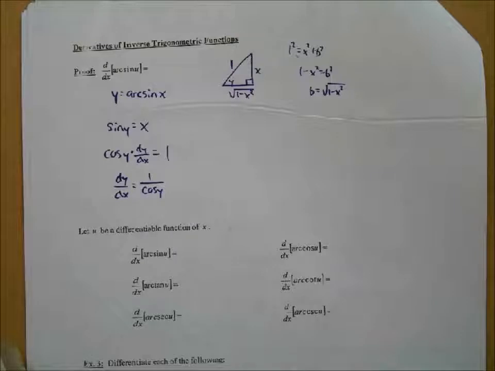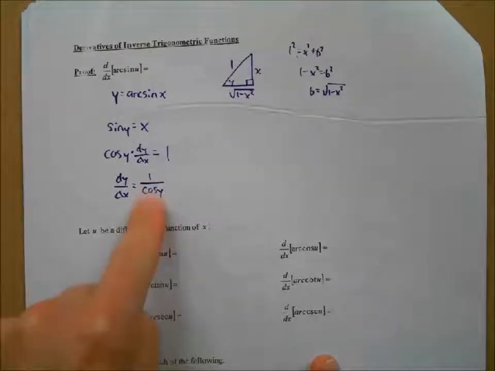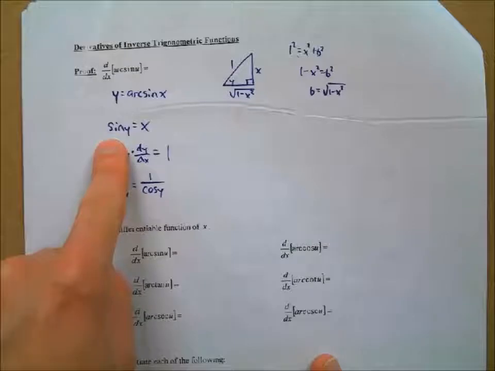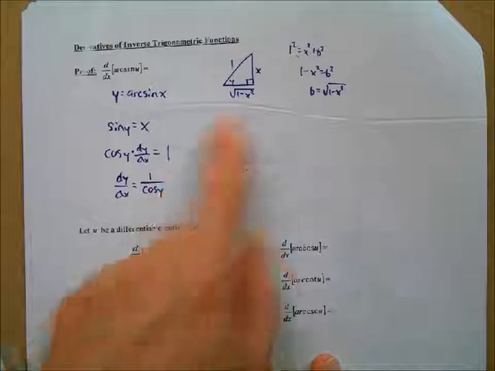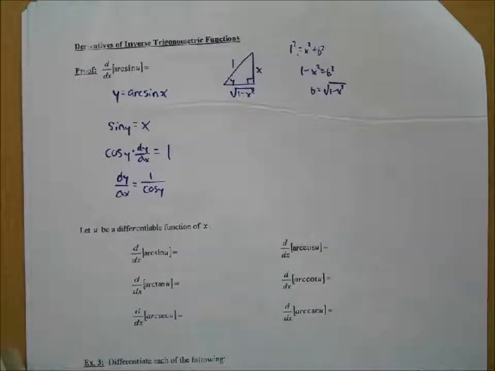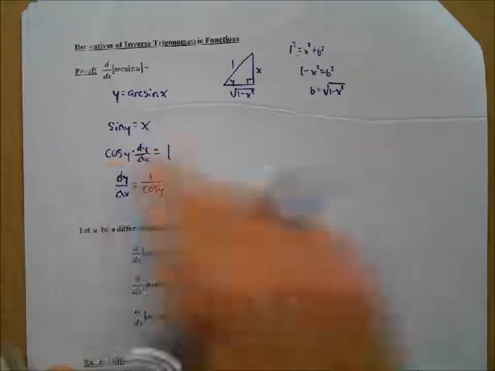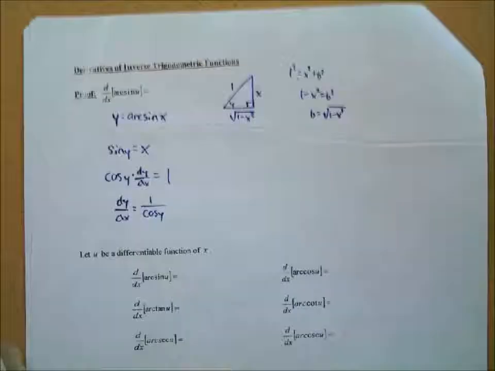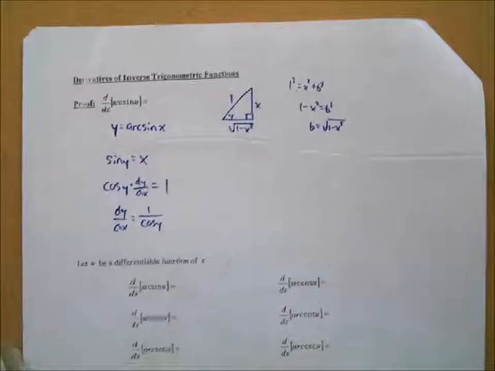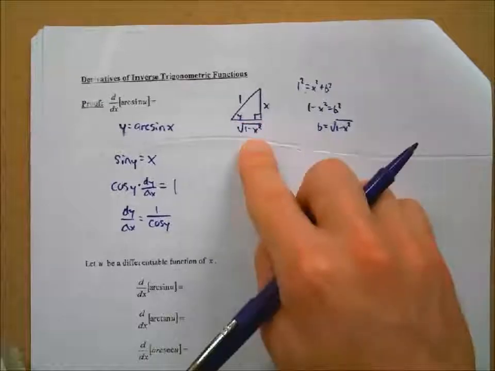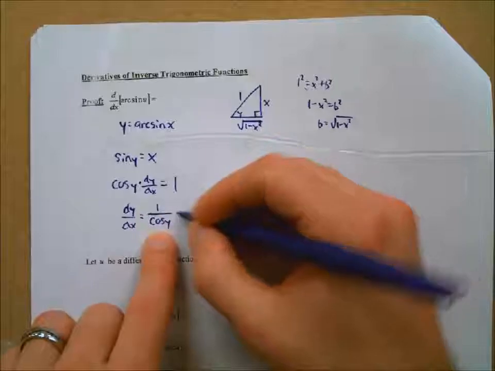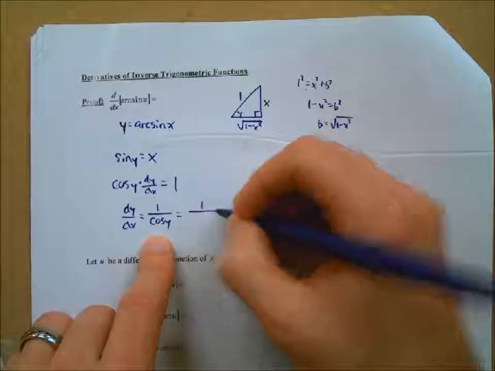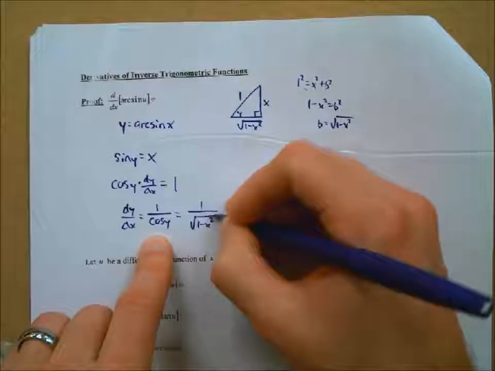So instead of writing 1 over the cosine of y, according to this right triangle, which we got from sine of y equal to x, what is the cosine of y going to be? What is the cosine of y equal to according to our right triangle there? The square root of 1 minus x squared, right? Cosine is adjacent. Adjacent to y is square root of 1 minus x squared over 1. So instead of saying cosine of y, I can say 1 over the square root of 1 minus x squared over 1, or just the square root of 1 minus x squared.